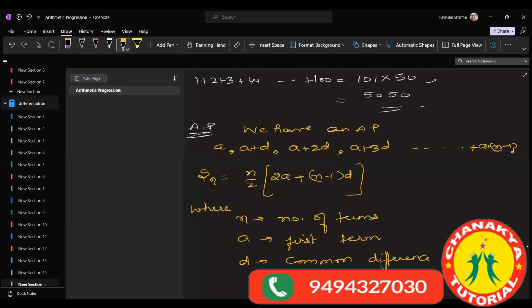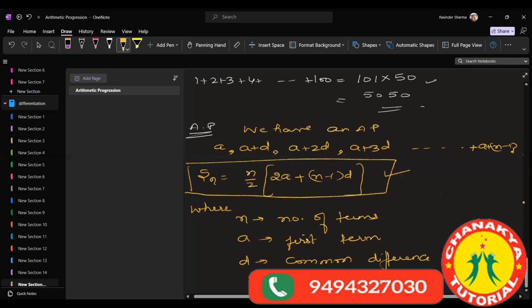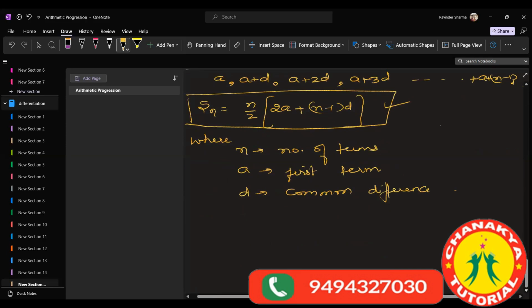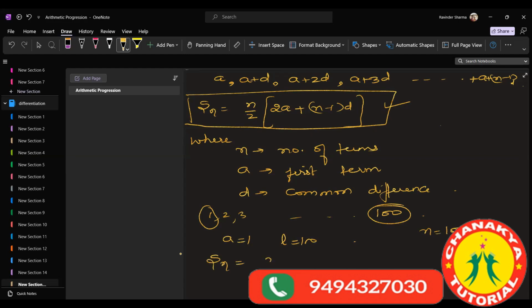I can show you also for AP, but I guess there will be no use for you. Only this formula you have to learn, sum of n terms, and in few questions, when first and last term is given. Suppose you have 1, 2, 3, up to 100. Here you know the first term and the last term, and n is 100 terms. First term is 1 and last term is 100. So in this case also you can apply the formula Sn is equal to n by 2 into first term plus last term.